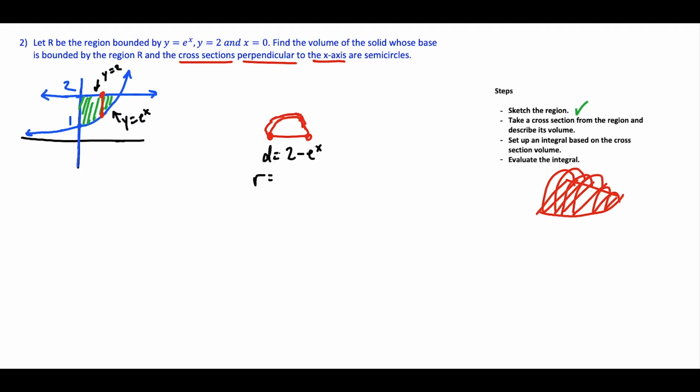But just be very careful. If you think of this as the radius, you're going to be in a lot of trouble here. You have to be very, very careful and know that for the radius, you're going to cut this in half.